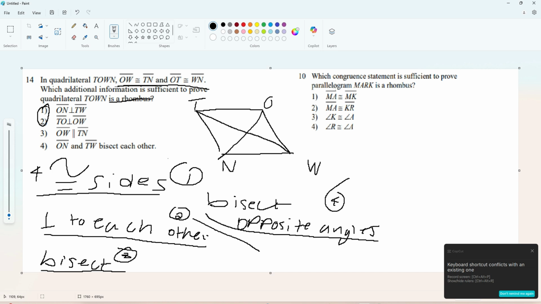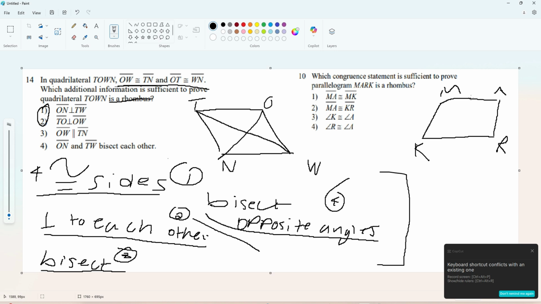Let's move on to number 10. Which congruent statement is sufficient to prove parallelogram MARK is a rhombus? Pause the video and try and solve it. Welcome back. Now, let's draw out parallelogram MARK. Sorry if this is not drawn to scale. M, A, R, and K. So, we want to prove that parallelogram MARK is a rhombus. Now, look at the rhombus rules that I put down here.